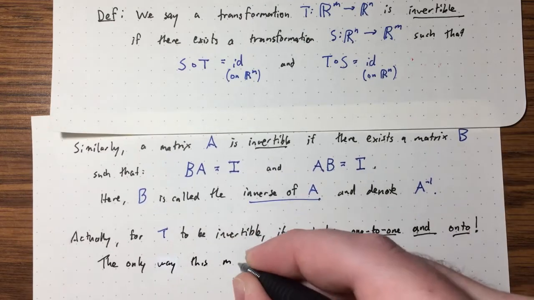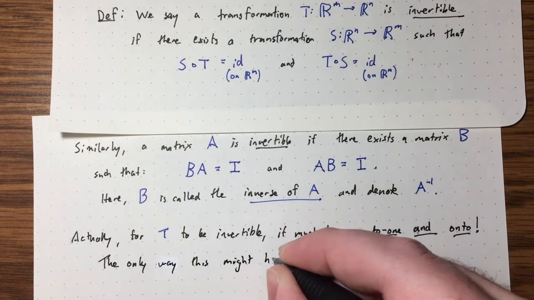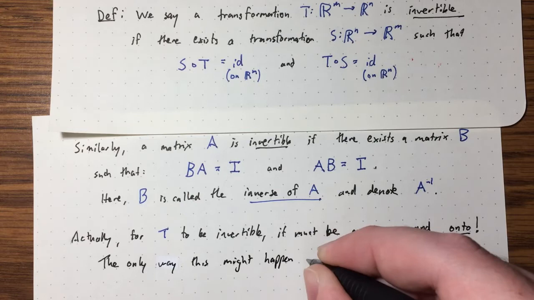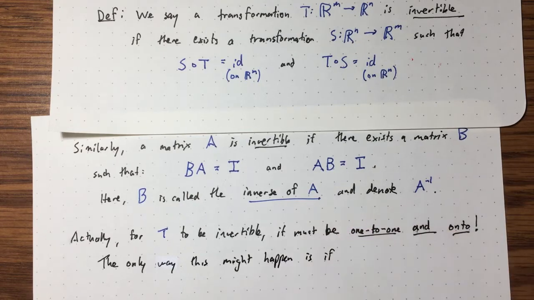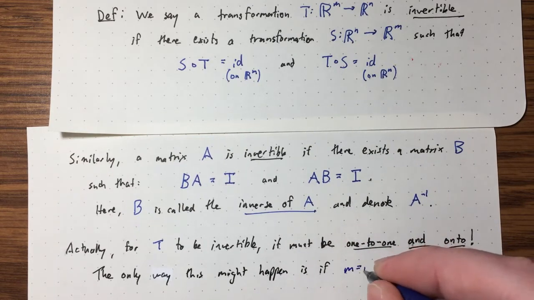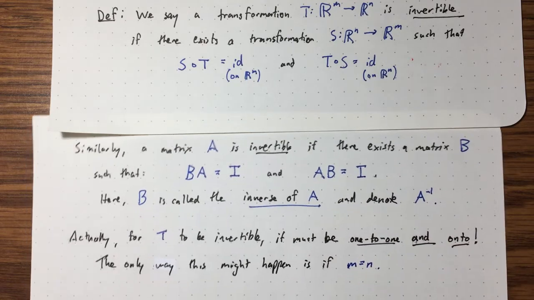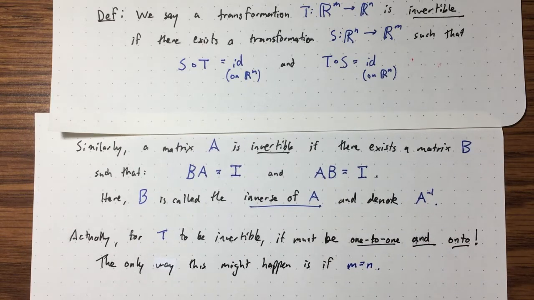The only way this is even possible is what? It's if M equals N. It's if I'm mapping from the same dimensional space to the same dimensional space. Okay.